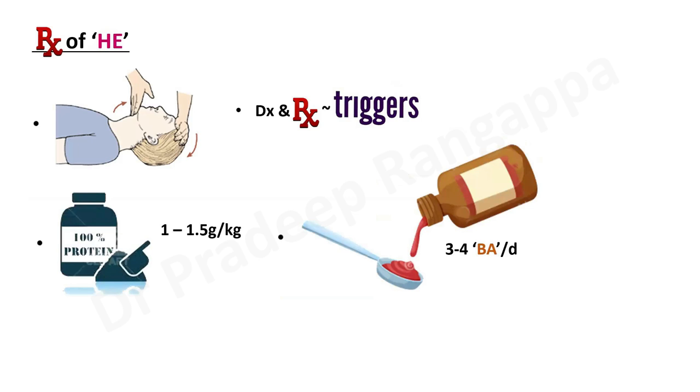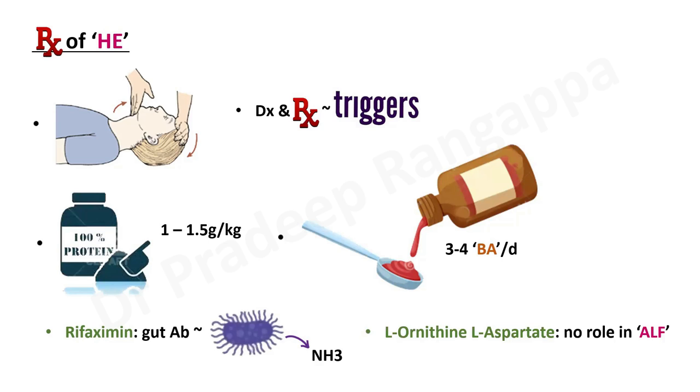And lactulose to remove the gut toxicity, aiming at 3 to 4 bowel actions per day, is a very important tool, which most of you would be using. Rifaximin is a gut antibiotic which acts on the gut flora and minimizes the production of ammonia by the gut microbes. So I'm sure most of the listeners would be using it in their practice. L-ornithine L-aspartate has been shown to be of no great benefit in acute liver failure.